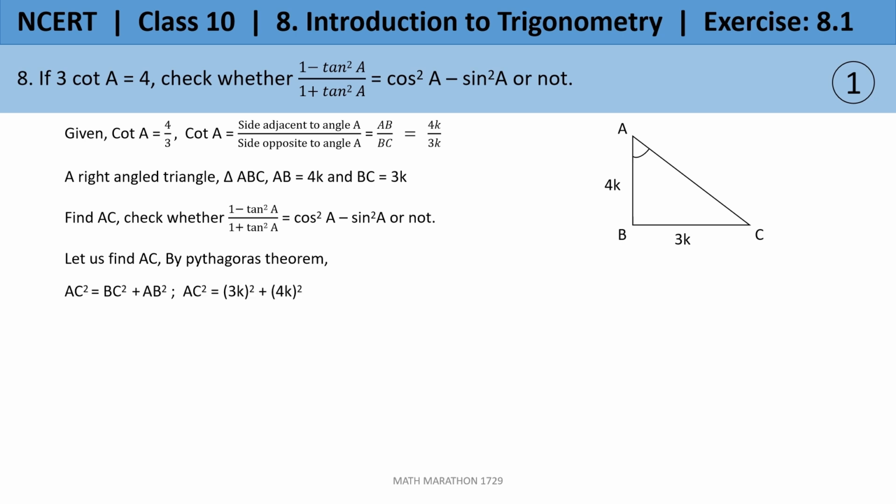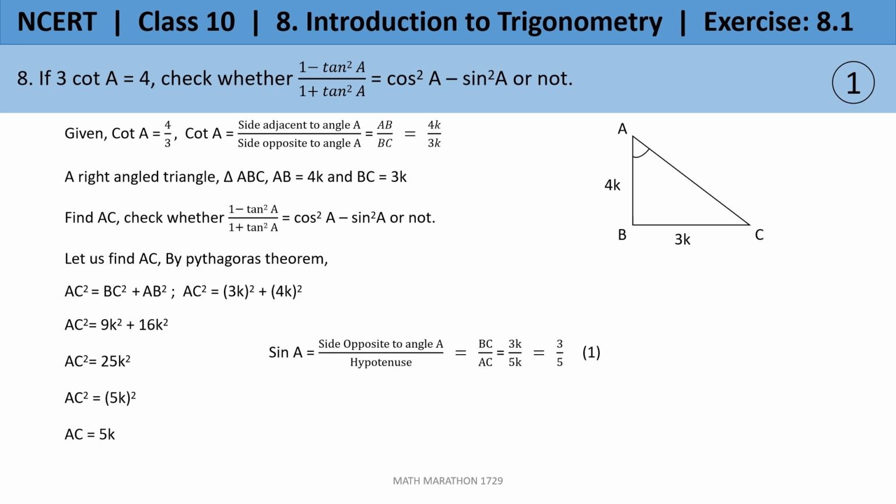AC square is equal to BC square plus AB square. So, AC square is equal to (3K) square plus (4K) square. AC square is equal to 9K square plus 16K square. AC square is equal to 25K square. Let us take square root on both sides of the equation. AC is equal to 5K.